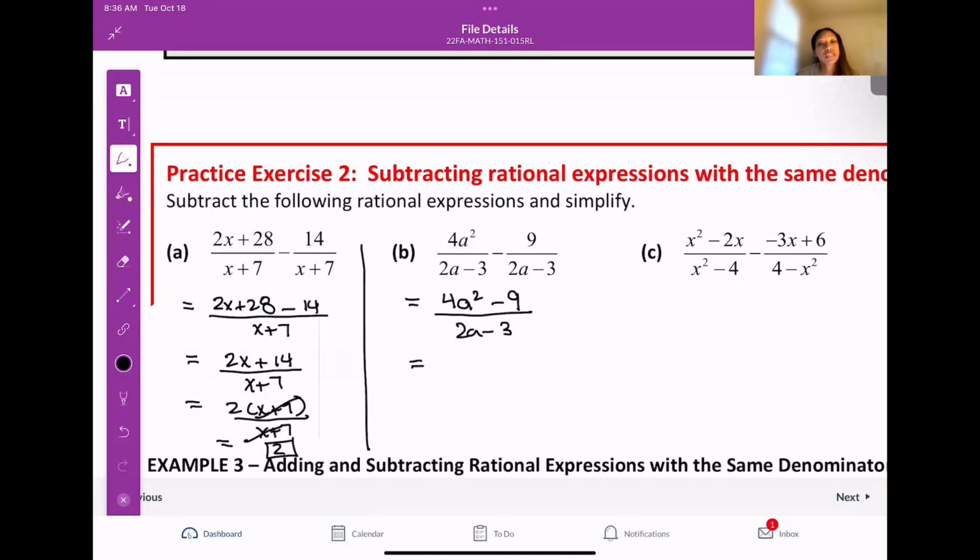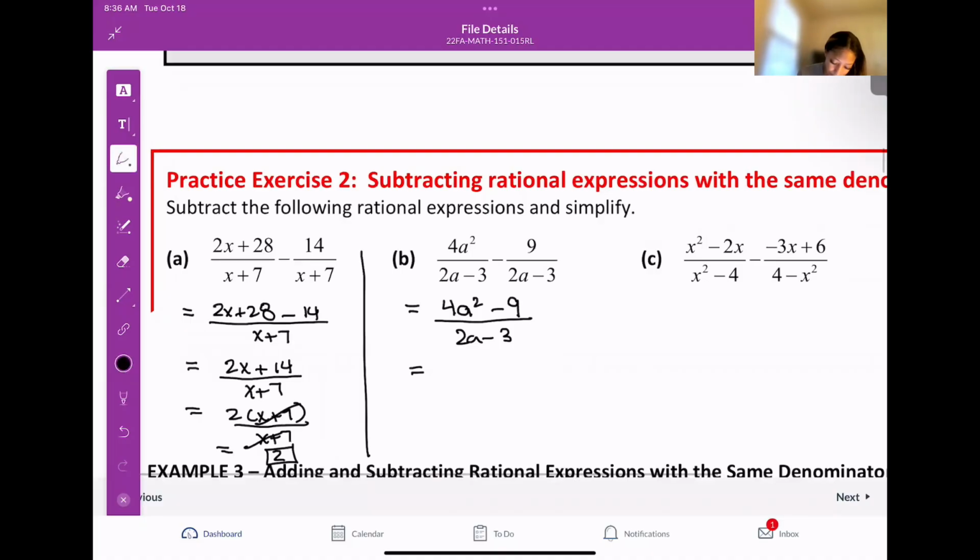The numerator that we have here, 4a squared minus 9, is a difference of squares. The first term is 2a all squared. The second term is 3 squared. So this would be 2a plus 3 times 2a minus 3 divided by 2a minus 3. Then we see here, of course, the 2a minus 3's cancel out, and our final answer is 2a plus 3.